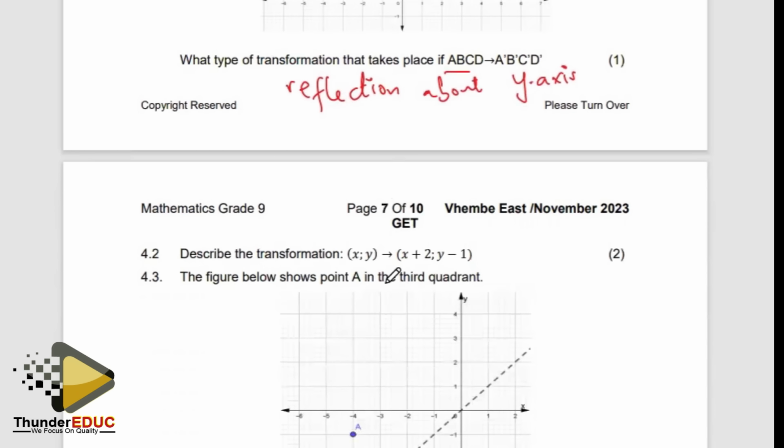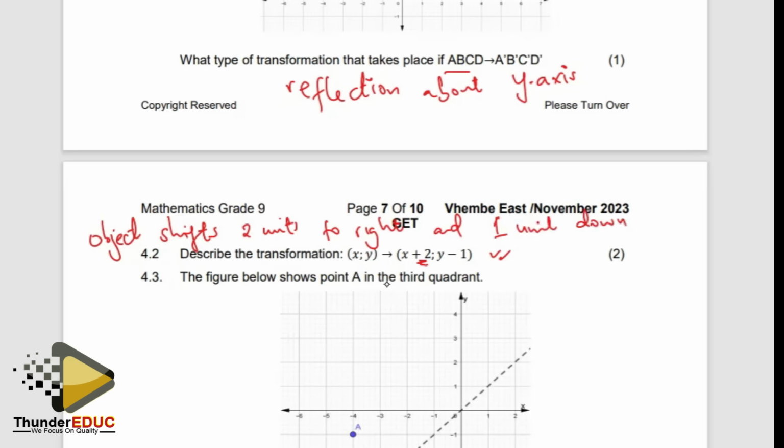Then describe this type of transformation. Remember, we saw this kind of question in the multiple choice, okay? So what we can say is that the object shifts or slides 2 units to the right. Okay, this 2 is to the right. And then 1 unit down. So the -1 is for down. The +2 is for the horizontal, the right. So plus is right, plus is up. Minus is left, minus is down.